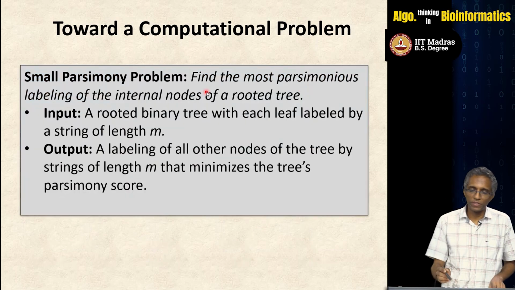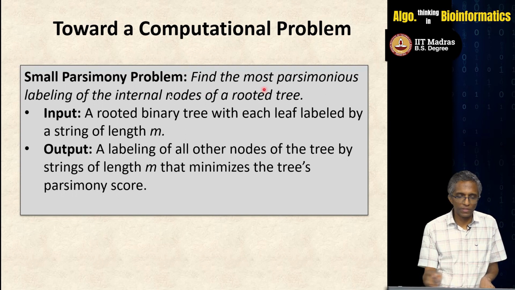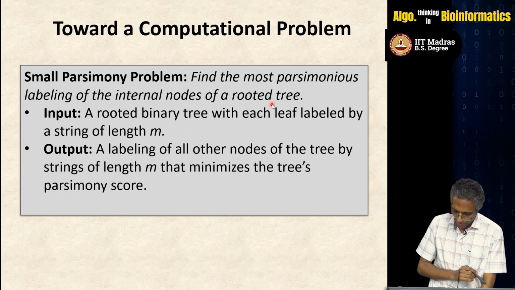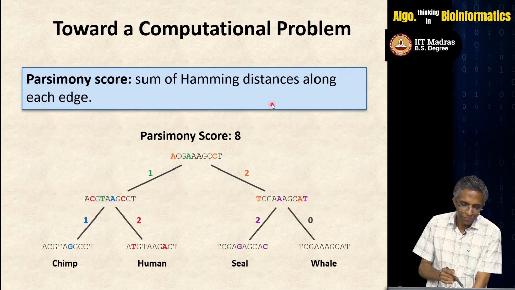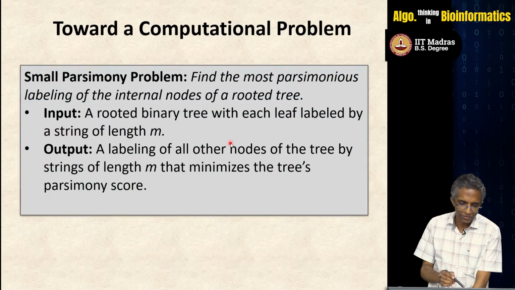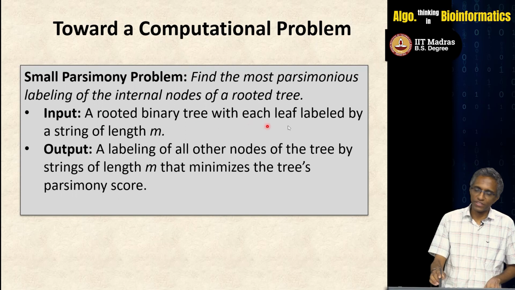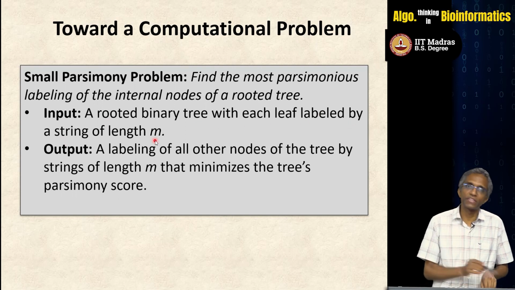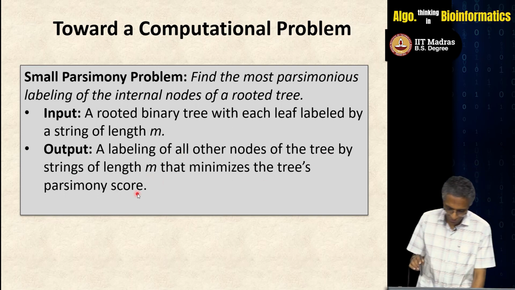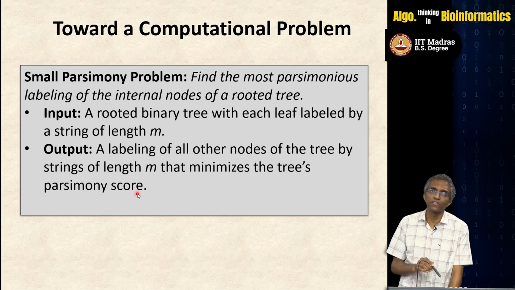So, the small parsimony problem is going to be: find the most parsimonious labeling of the internal nodes of a rooted tree. Okay. And the most parsimonious meaning that you want to minimize this parsimony score or the cost, if you will, right. So, given a rooted binary tree with each leaf labeled by a string of length m, find a labeling of all other nodes of the tree by strings of length m that minimizes the tree's parsimony score. That is the exact computational problem.